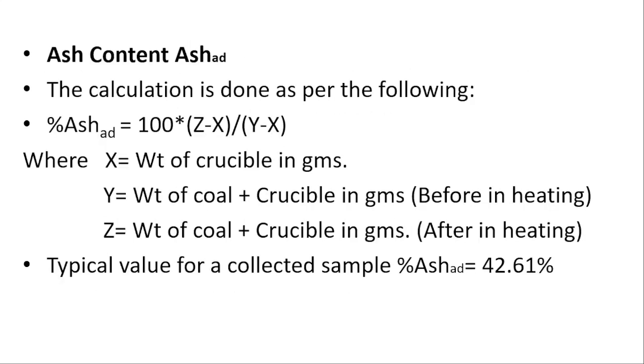So the ash content, ash air dry, is calculated as per the following formula. Percentage ash air dry is equal to 100 into Z minus X divided by Y minus X, where X is the weight of crucible, Y is the weight of coal plus crucible in grams before heating, and Z is the weight of coal plus crucible in grams after heating.